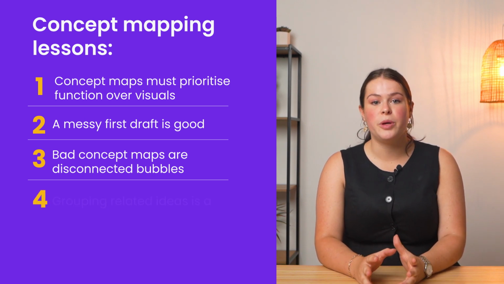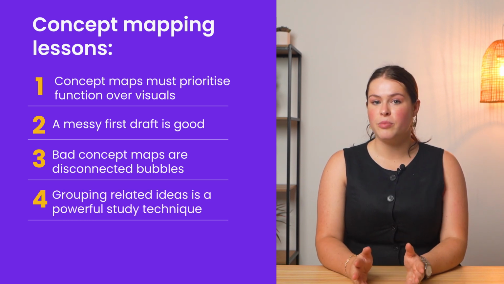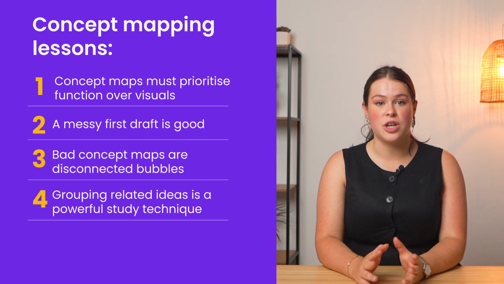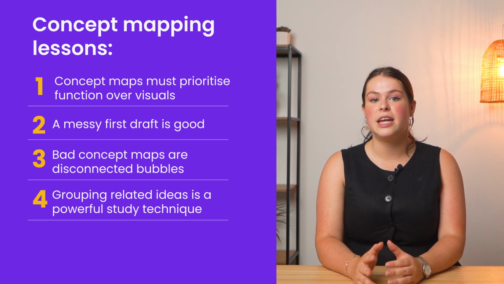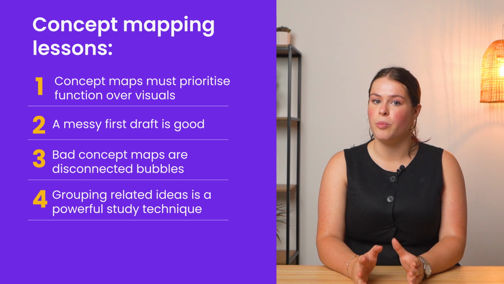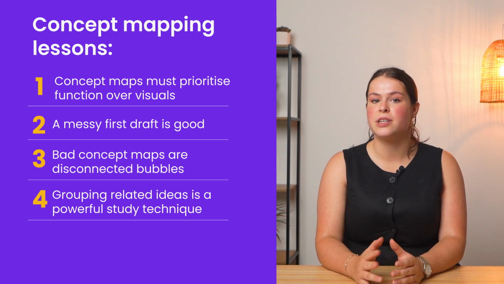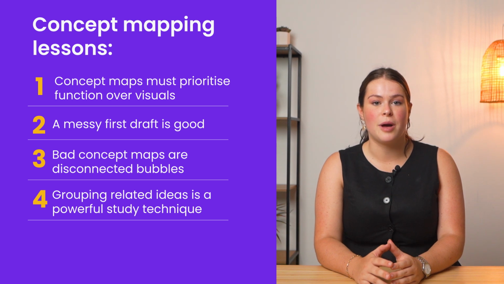Lesson number 4, grouping related ideas together is one of the most powerful study techniques. The human brain remembers information best when it's chunked into meaningful categories. Instead of listing ideas randomly, always ask, which pieces of information belong together? What bigger category do they fit under? And if your map feels cluttered, you likely need to group ideas better.